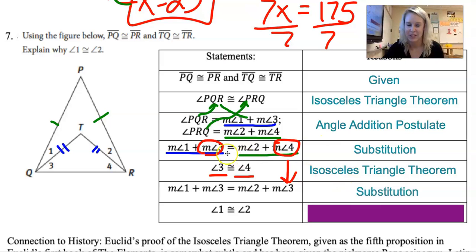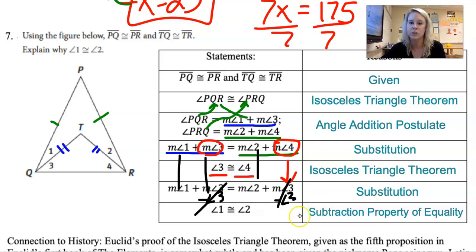So now they dropped down angle 1. They dropped down angle 3. They dropped down angle 2, and they replaced angle 4 with an angle 3 because they're the same. Last but not least, they subtracted angle 3 from both sides. Goodbye, angle 3 from both sides. That'll cancel and cancel, leaving you with the measure of angle 1 equals the measure of angle 2. So angle 1 is congruent to angle 2 based on the subtraction property of equality.